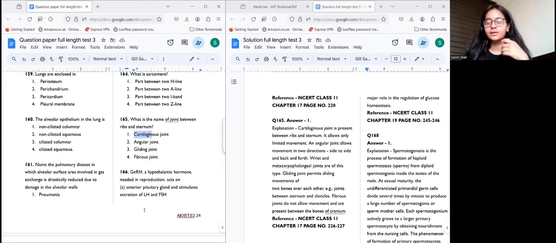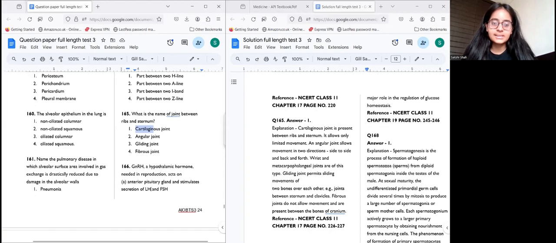Depending if they are uniaxial, biaxial, or multiaxial. Now 166: GnRH, a hypothalamic hormone needed in reproduction, acts on what? What is GnRH? It stands for gonadotropin releasing hormone. Okay, this acts on what? It acts on the anterior pituitary gland, right?